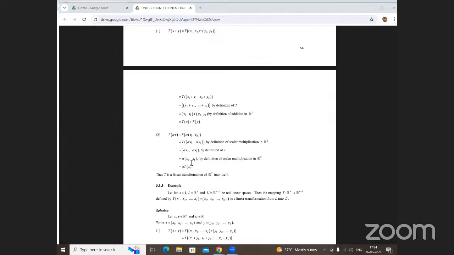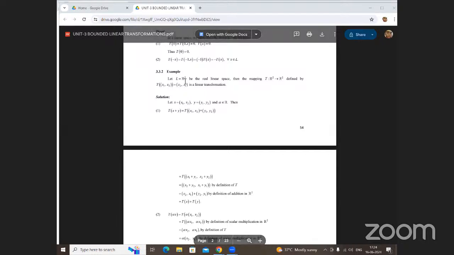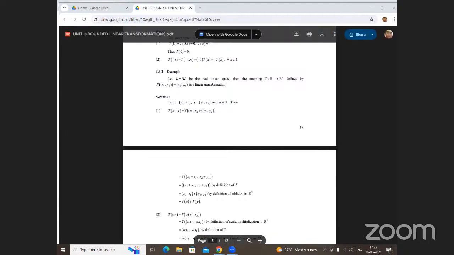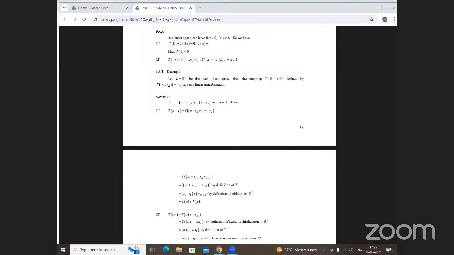When both conditions are satisfied, one is T of x plus y equals T of x plus T of y, and the second is T of alpha x equals alpha times T of x, then through the two-step test we prove that T is a linear transformation of R square. R square means the two-dimensional part, with two coordinates x1 and x2. Then x1, x2, x3 gives R cube, the three-dimensional part, and up to R power n, with x1, x2, and so on up to xn. So the given linear space is R power n, the n-tuples of real numbers.